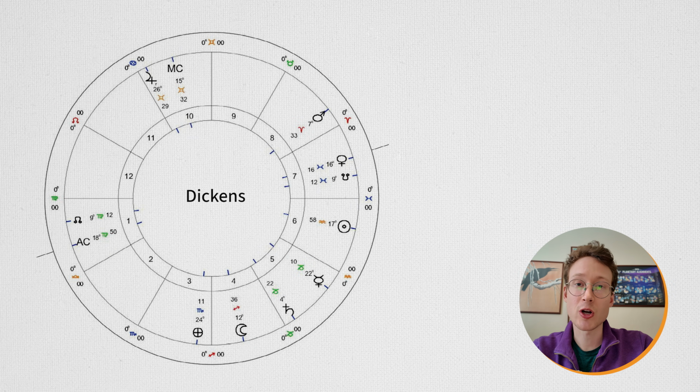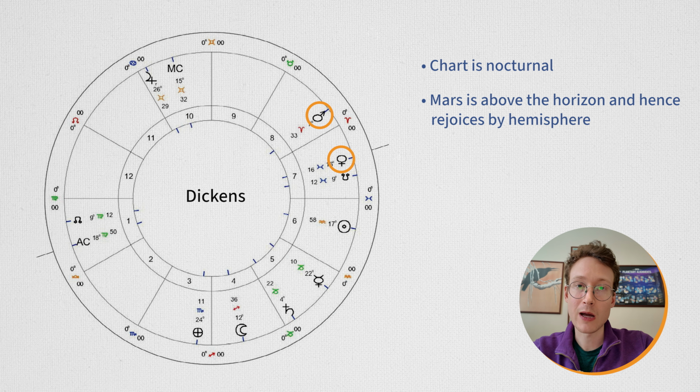Let's take a quick look at Charles Dickens' chart, which is a night chart. The Sun is below the horizon here, which means that the nocturnal planets will rejoice above the horizon and the diurnal planets will rejoice below the horizon. Venus and Mars are above the horizon, allowing them to rejoice by hemisphere, whereas the Sun is below the horizon, so it does not rejoice by hemisphere.